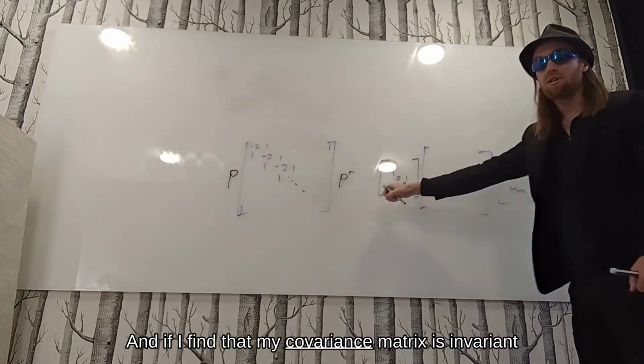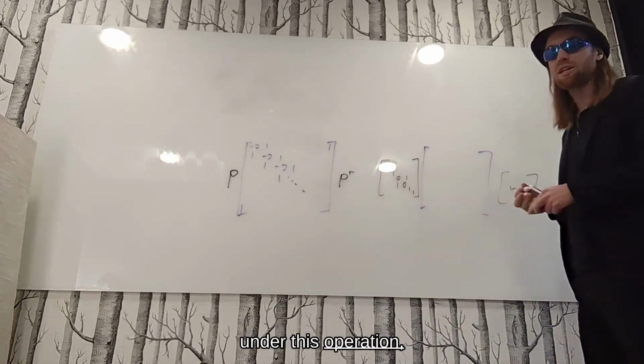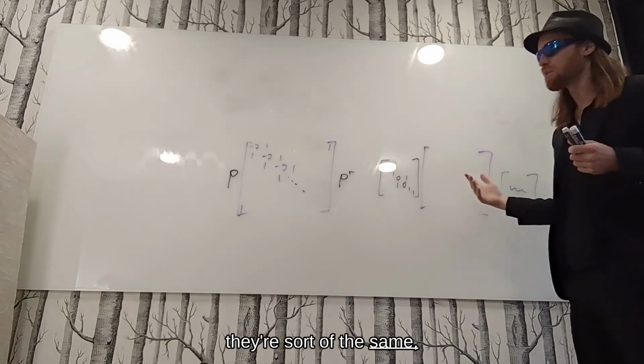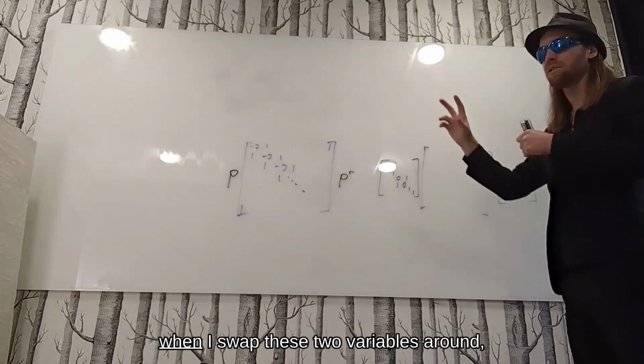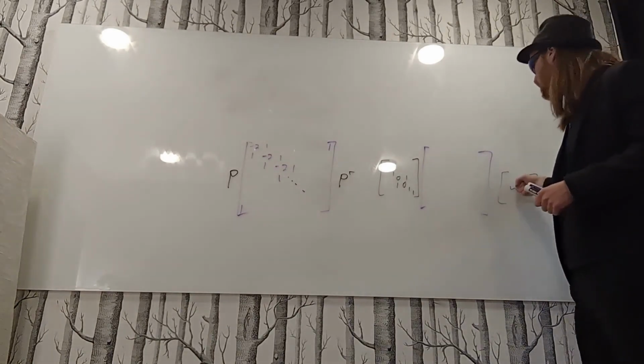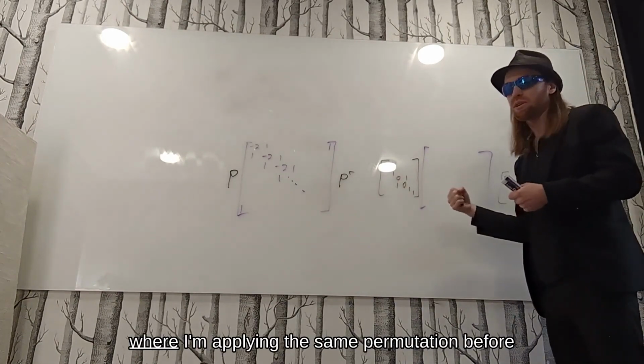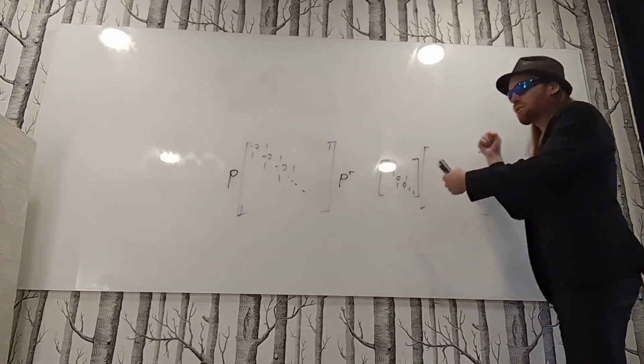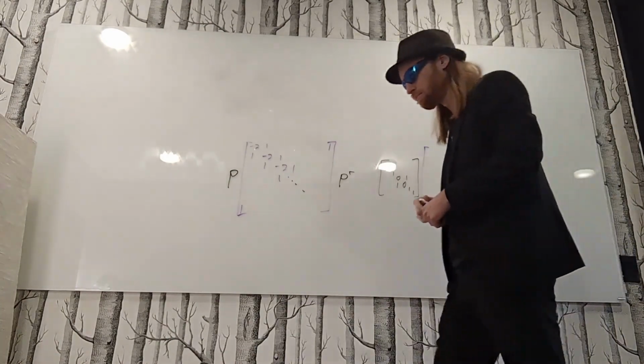And if I find that my covariance matrix is invariant under this operation, indicating that these two variables are exchangeable, they're sort of the same, my system is the same system when I swap these two variables around, then that would be another example where I'm applying the same permutation before and the transpose permutation after, and the matrix remains invariant.